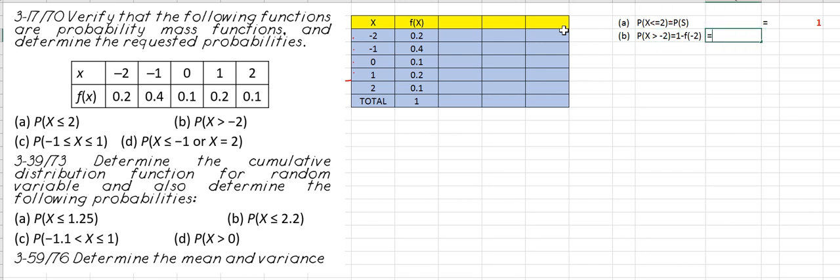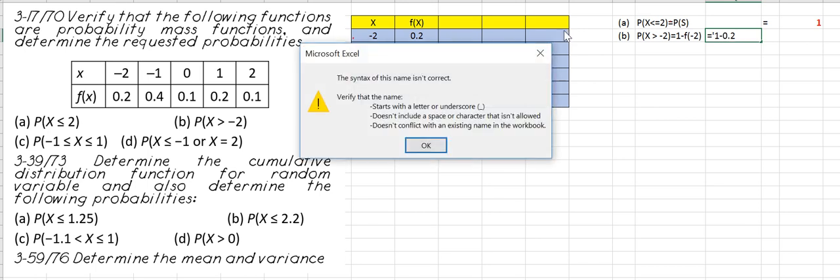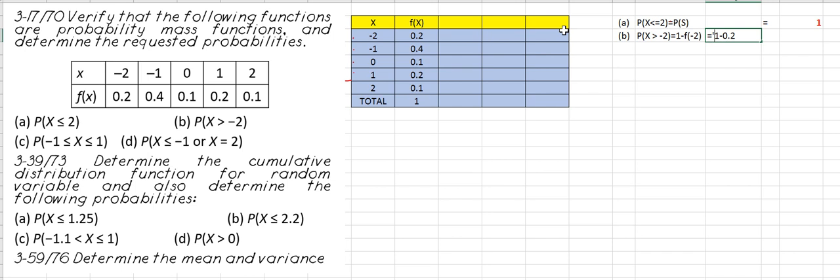So the values included here are 0.4, 0.1, 0.2, 0.1, or this is 1 minus 0.2. So that would be 1 minus 0.2. So that is equal to 0.8.